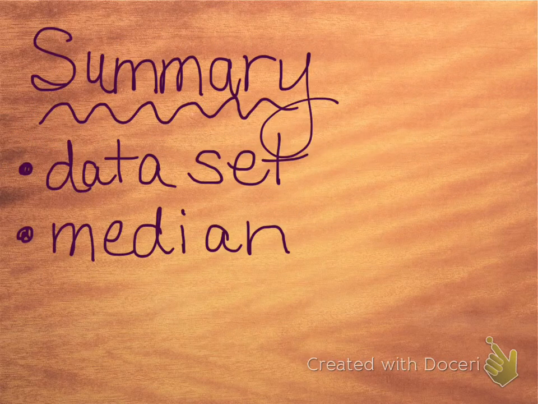Okay, so what have we talked about in this lesson? We've talked about data set and we've talked about median. Now remember, a data set is just some information given to you about anything really. It could be a data set that has to do with scores on a test. It could be a data set that has to do with shoe sizes or ring sizes or ribbon sizes or anything like that. If you have a set of data, that is called a data set. And the median is going to be that number that once you put all of the numbers in order, it will be the number that ends up being in the middle.